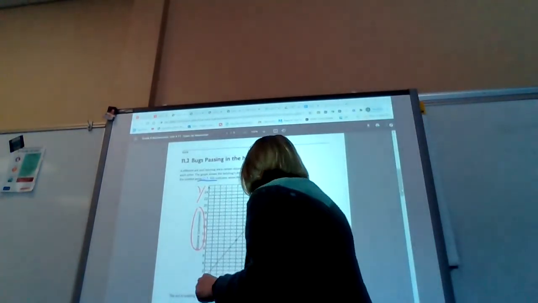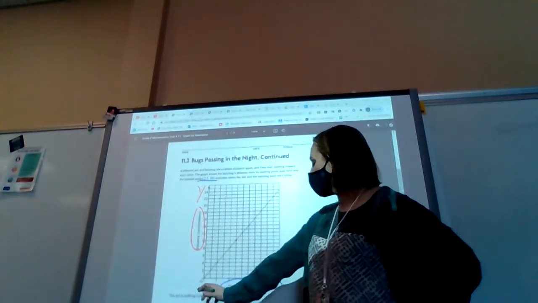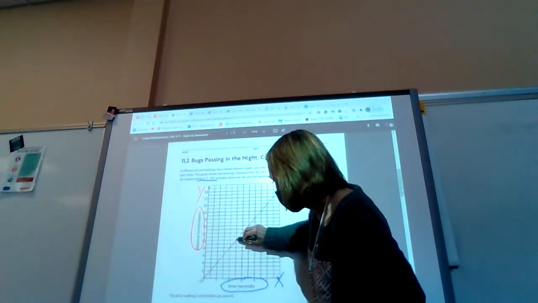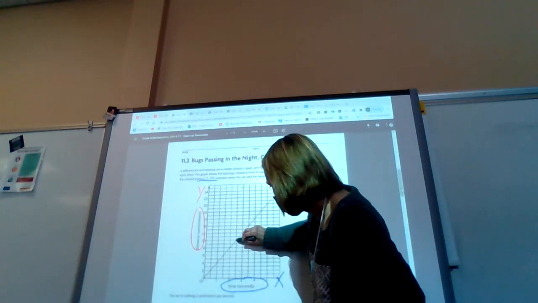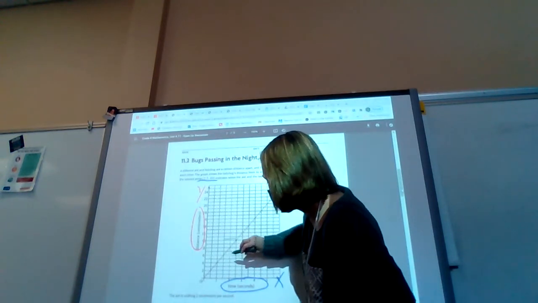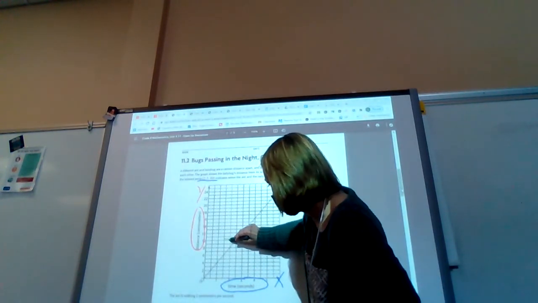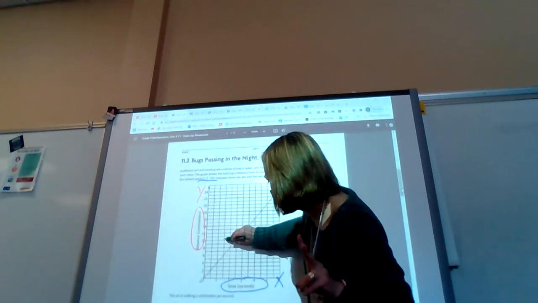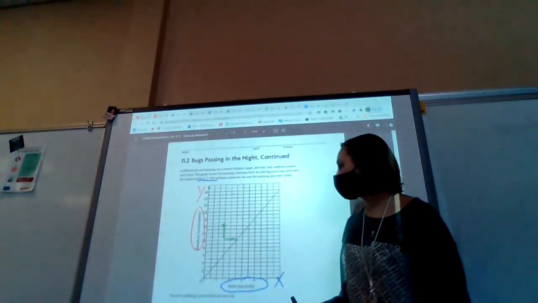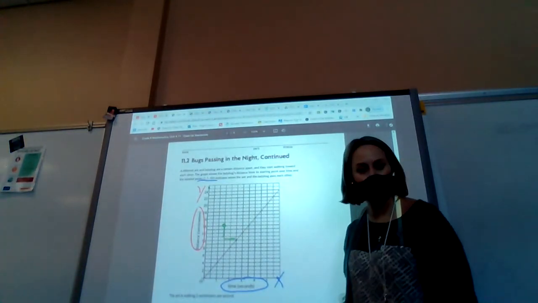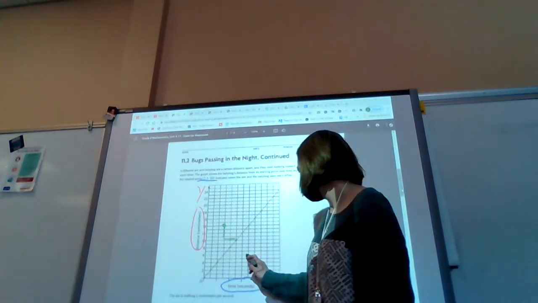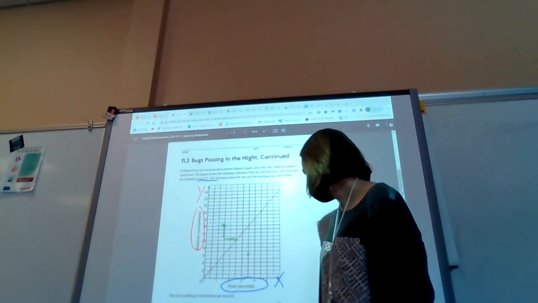Okay, so let's look at this then. If the ant is going 2 centimeters per second, where was he 1 second before here? How far did he get? This is 1 second, and he went 2 centimeters. So there's his position at 1.5 seconds. He ends at 4. So it's a direct line between those two points.